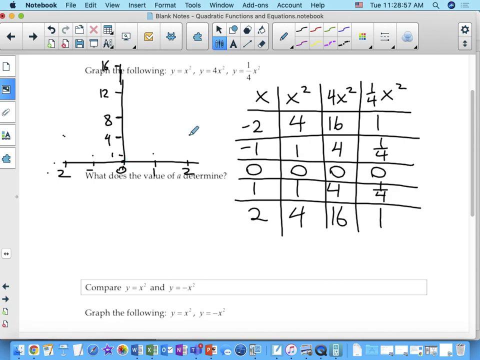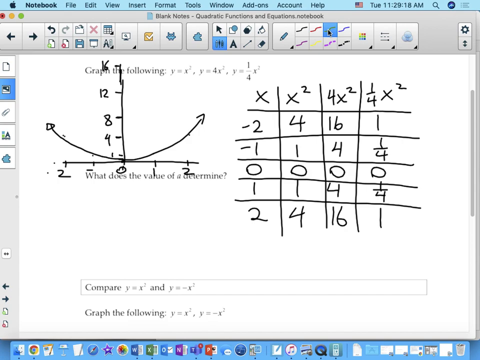I know my smartboard sucks because it's got all these dots on it, so it's really hard to see. Would it be easier if I switched colors? Because I'm using black right now, and all the dots on my smartboard are black. I'm going to do that. Let's switch to green.